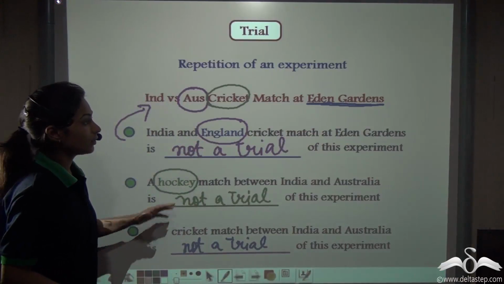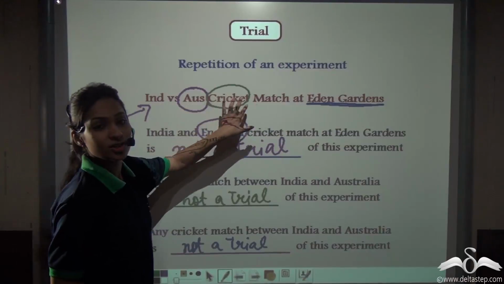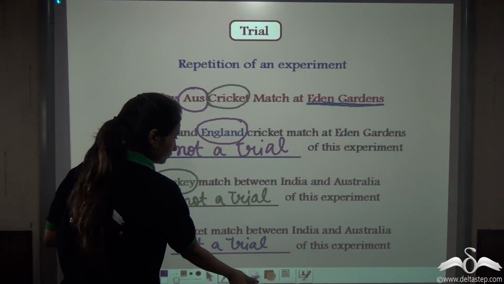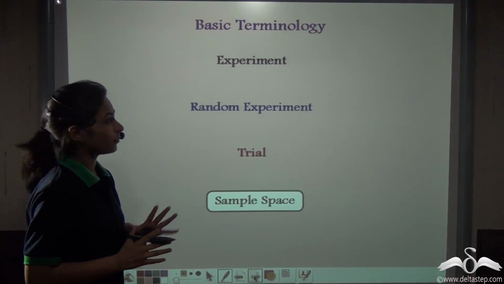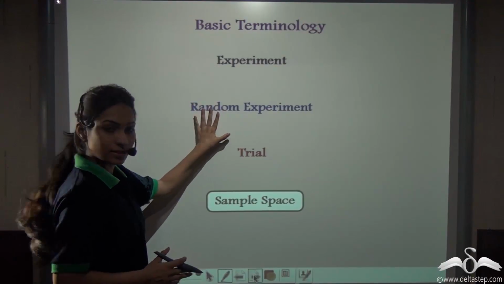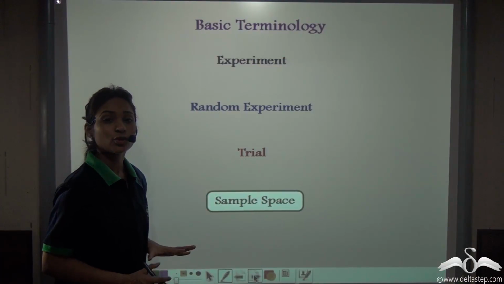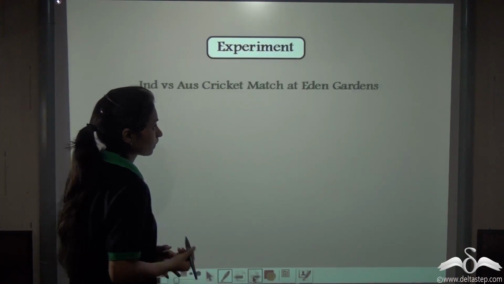So now you know that we will not accept any changes in the experiment for it to being a trial. So now you are familiar with experiment, random experiment, trial. Now we move to sample space. What do you think sample space is?